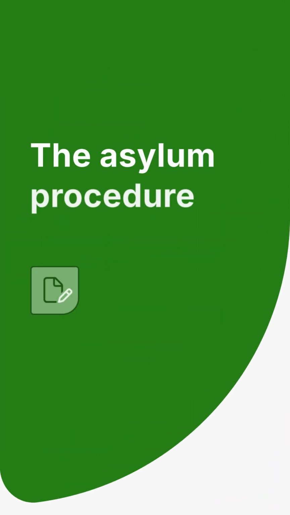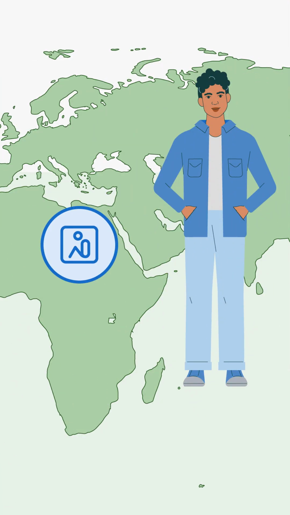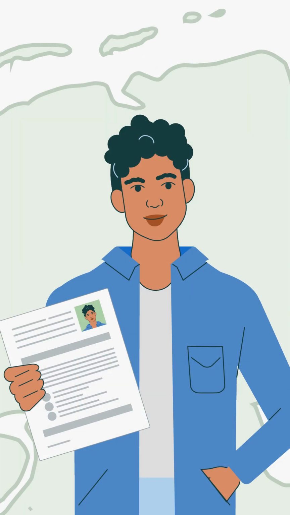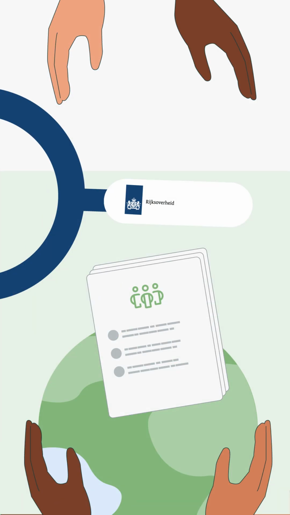The asylum procedure. You fled because you did not feel safe in your own country. To get protection, you applied for asylum in the Netherlands. But how does the Netherlands determine whether you get protection? The Refugee Convention states who has a right to protection. For this, the Dutch government considers the following points.